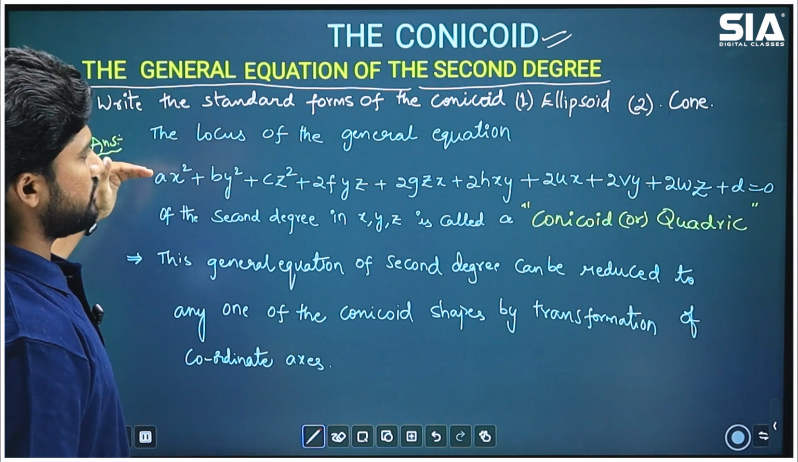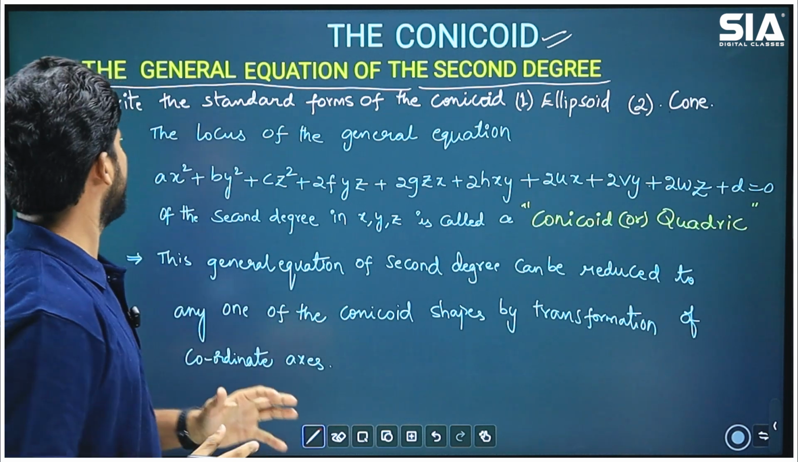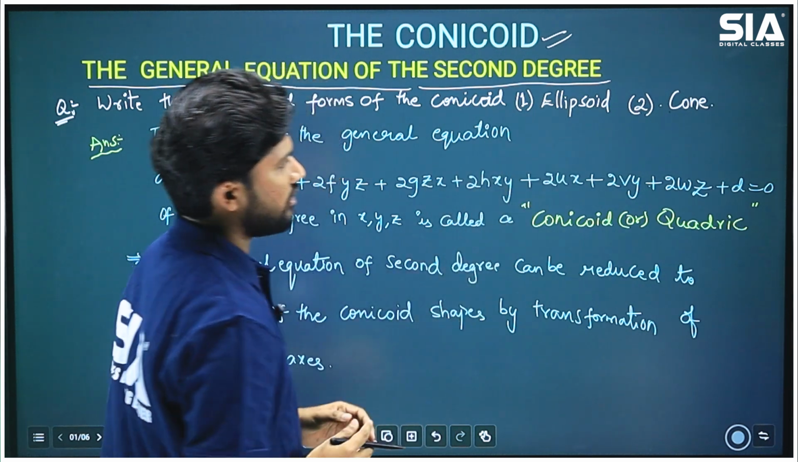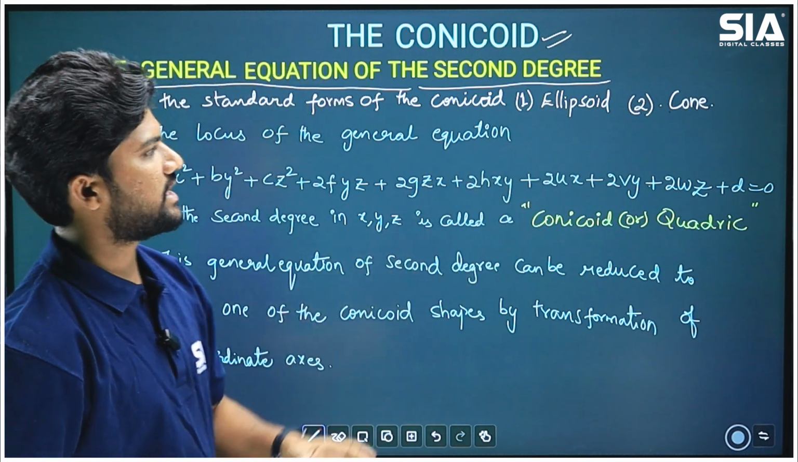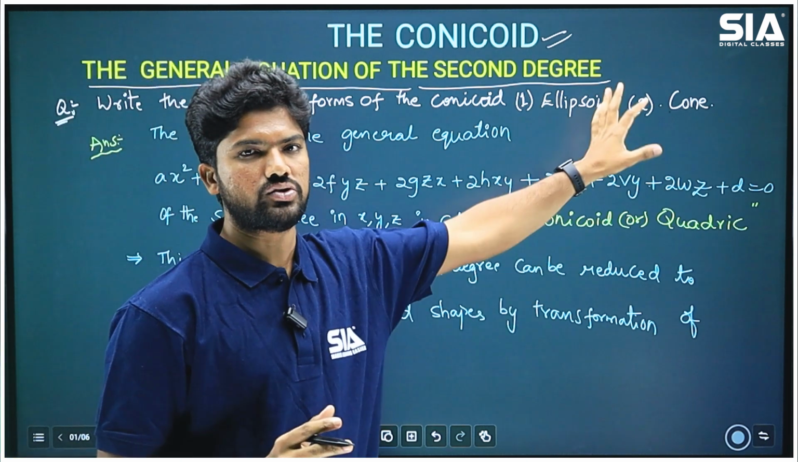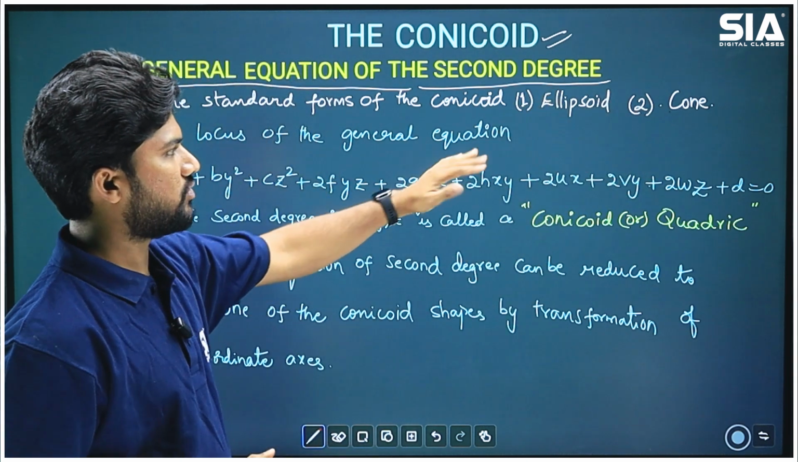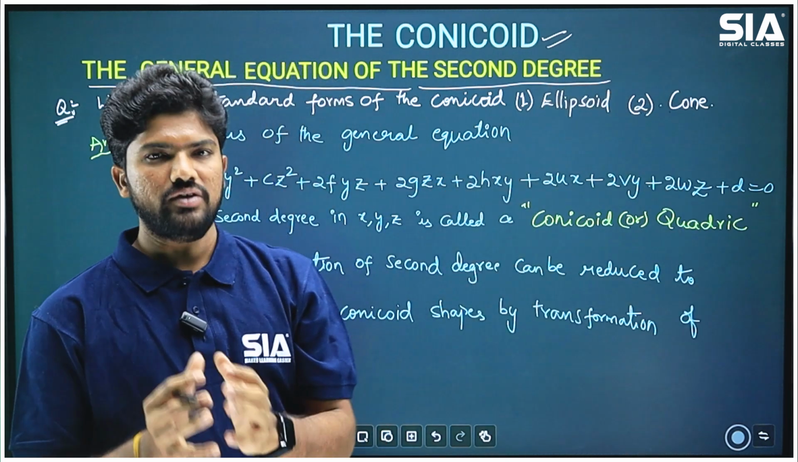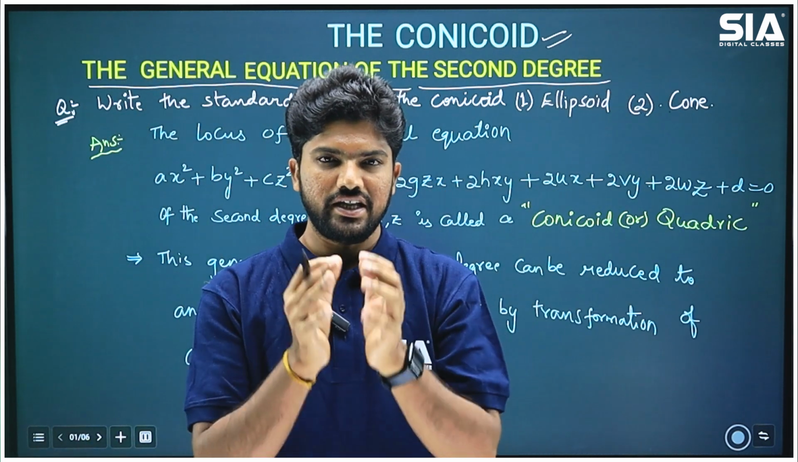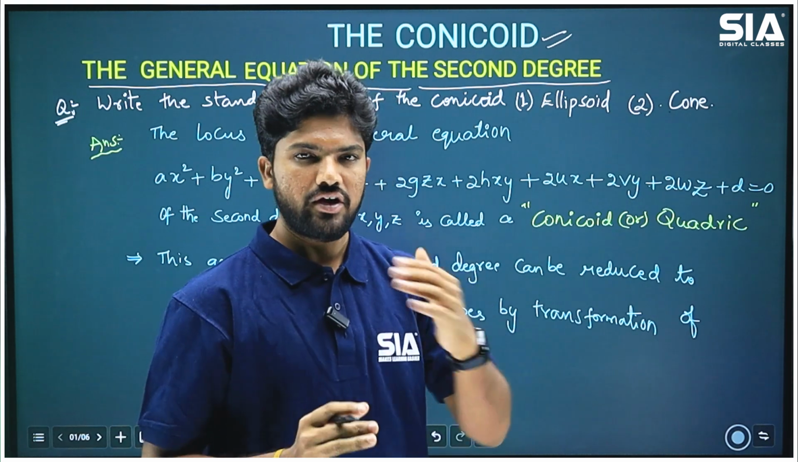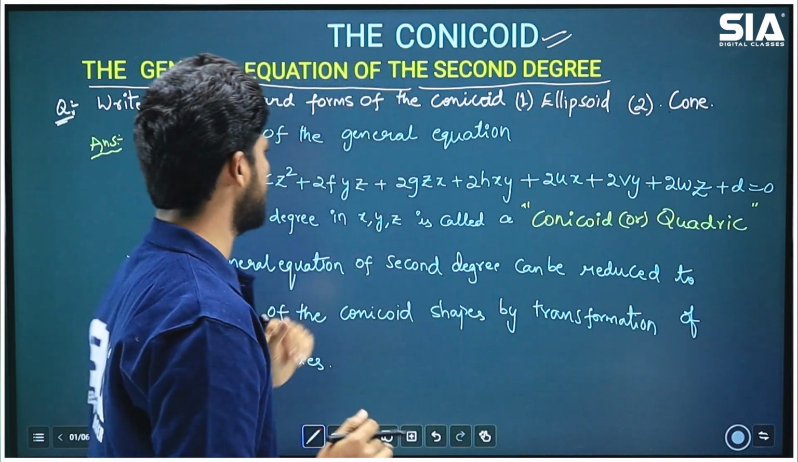In this first topic, today our first question is: write the standard forms of the conicoid. The first conicoid is the ellipsoid and the second conicoid is the cone. In this lecture we are going to discuss these two conicoids. But first of all, before discussing the ellipsoid and cone, what is a conicoid? In this unit, what are the topics we are going to discuss? We'll discuss briefly all those topics.